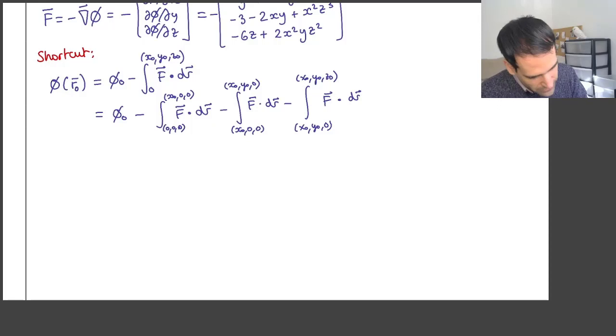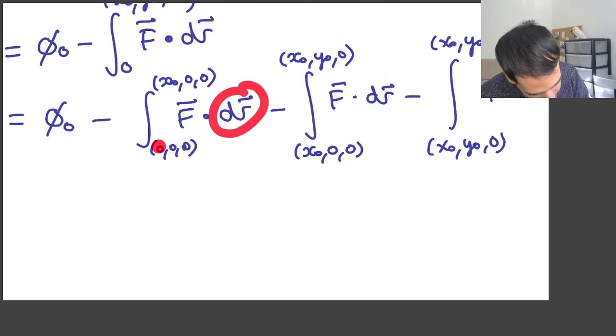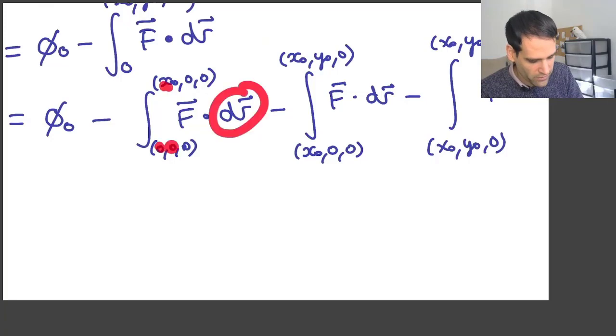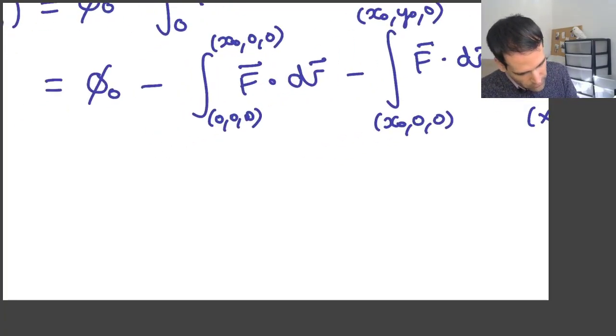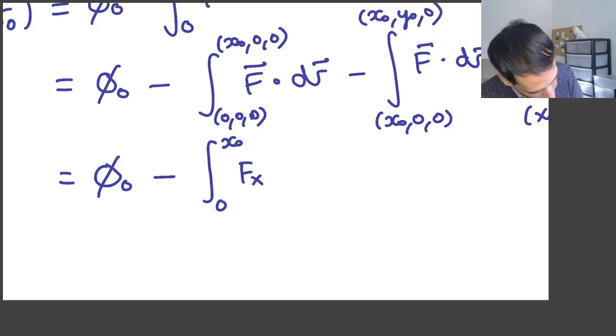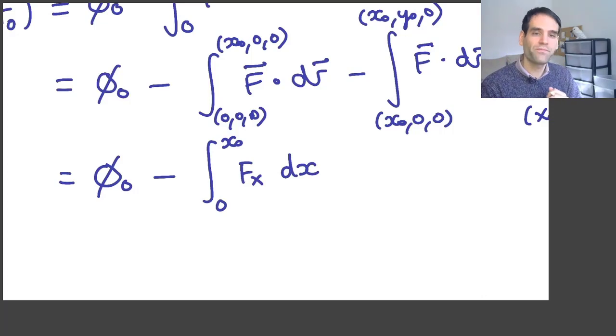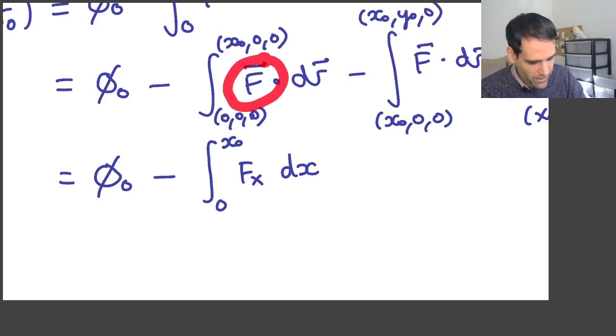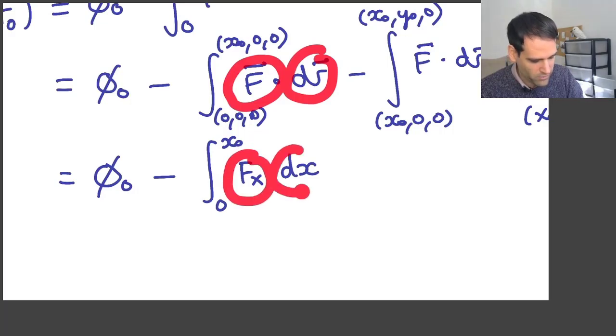But now we know that dr in this case will simply be dx because x is the only parameter that is changing while the others are constant. Therefore we could write this as phi 0 minus the integral from 0 to x0 of the f x component times dx. I already assumed, because from experience after having done many problems, I know that dr will be just dx in x hat direction because only x is changing, and therefore the dot product of f dot dr will simply be fx times dx.